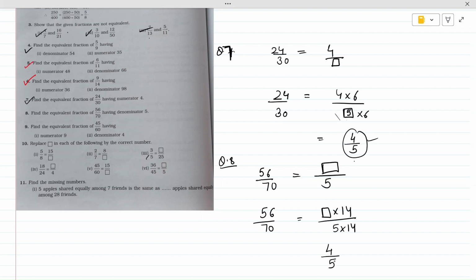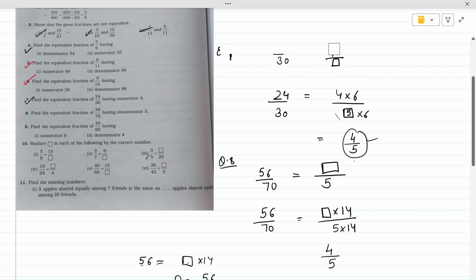If you do not know the table, there might be a scenario where you don't know the table or it is a very big number. Then what we will do? Just write this equation: 56 is equal to a number multiplied with 14. So if we multiply a number with 14, we will get 56. To find out the number, that number will be equal to 56 divided by 14. Just do the normal division and find out the required number. This is how we have to do question number 8.